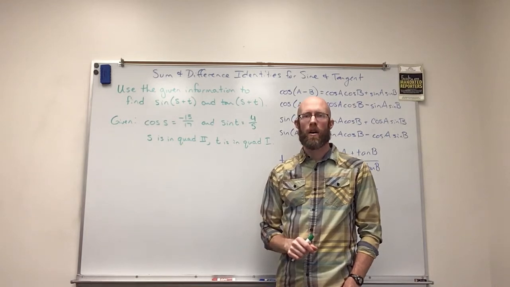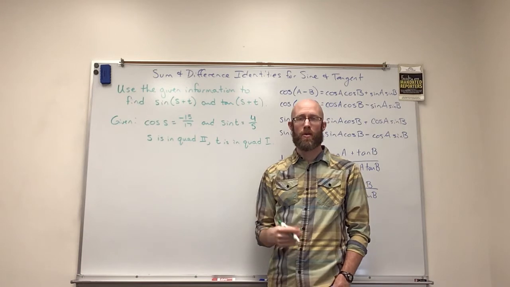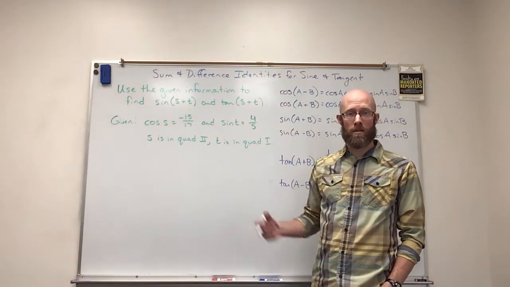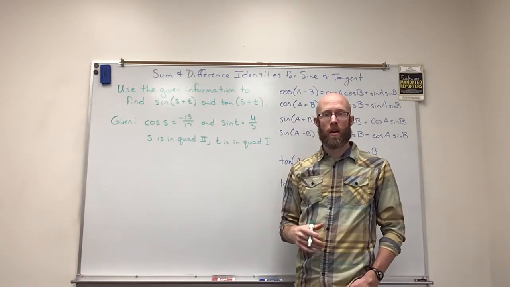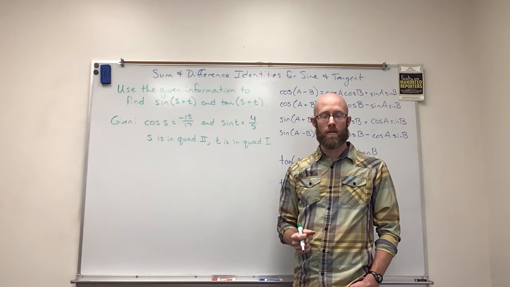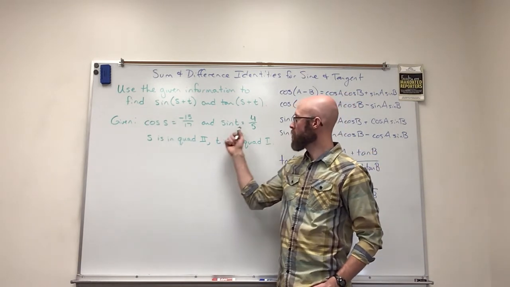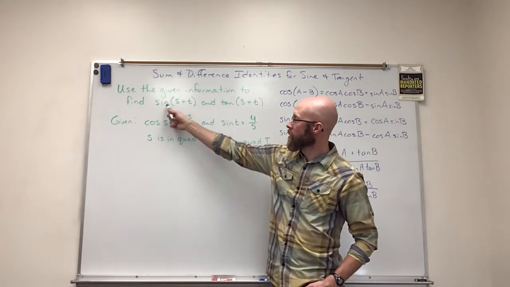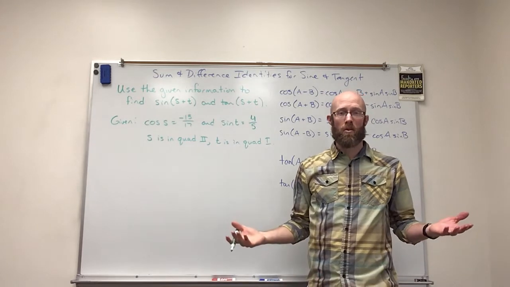Now we can use our sum and difference formulas to find some stranger values, things where we don't even know the angles. All we know are maybe a couple of values that we're going to use to find the others. So here, I don't know what S and T are, right? It says use the given information to find the sine of S plus T and the tangent of S plus T. Problem is I don't know what those angles are.